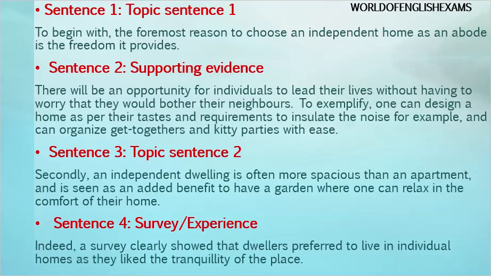The first sentence, as I told you, is the topic sentence, and let's see how to write it. To begin with, the foremost reason to choose an independent home as an abode is the freedom it provides. To begin with, I am writing that the foremost reason, or the primary, the first reason to choose an independent home as an abode. Abode is the place where we live. Okay, is the freedom. So I am highlighting that the first advantage of living in independent homes is the freedom it provides.